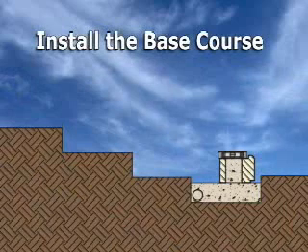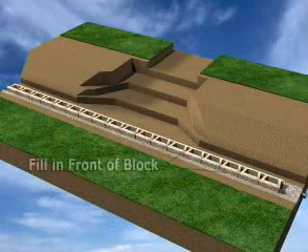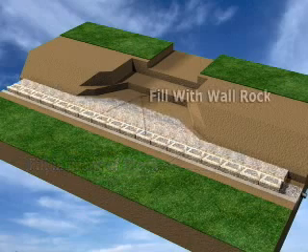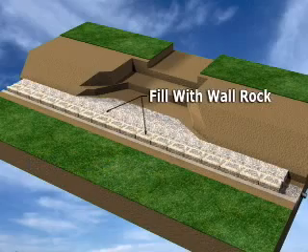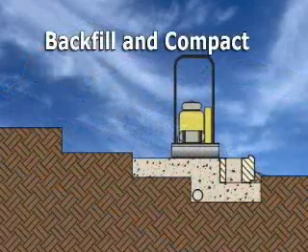Install the base course. Place the blocks toward the front of the trench, allowing for a minimum of 6 inches behind the blocks. Then fill in the area in front of the blocks with on-site soils. This will keep the base course blocks from shifting while filling and compacting. Fill the hollow cores 12 inches behind the block and the stair location with wall rock. Backfill and compact.